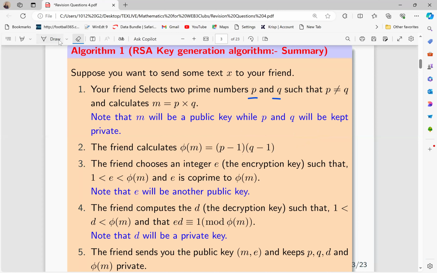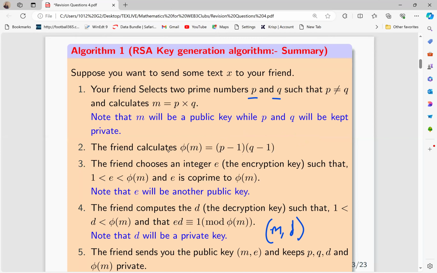So what is the decrypting key? Decrypting key is MD. MD is the decrypting key. You see, M is public, but D is private. Is that okay? But now MD, that is now the key that will be used to decrypt.